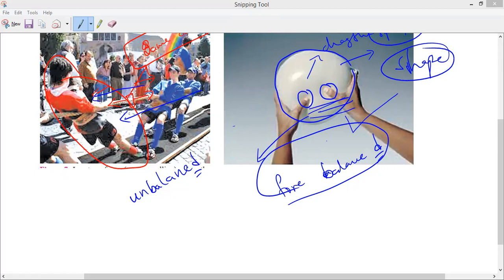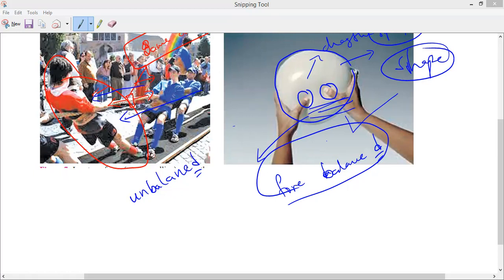They can change the shape of the body. They may be stationary, they cannot produce motion in a stationary body, they cannot stop a moving body, but change can happen. So that is the example.